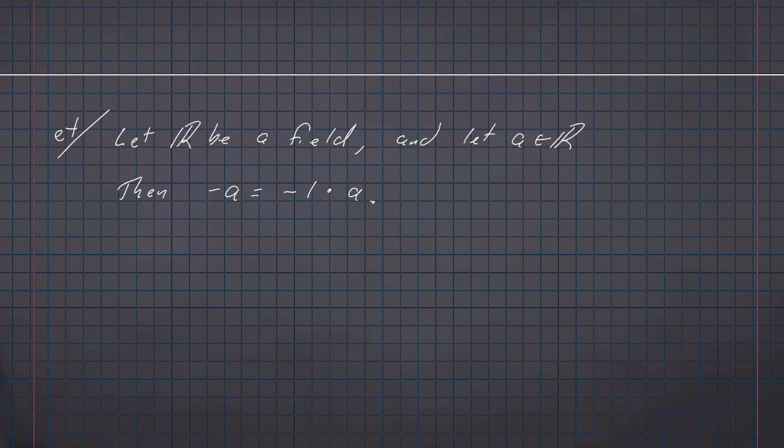So using the properties of the field that we listed, go through similar kind of derivation as we saw in the previous ones, and see if you can prove that the opposite of A is -1 times A. Right? Take some time to write that out, and I'll see you in the next video.